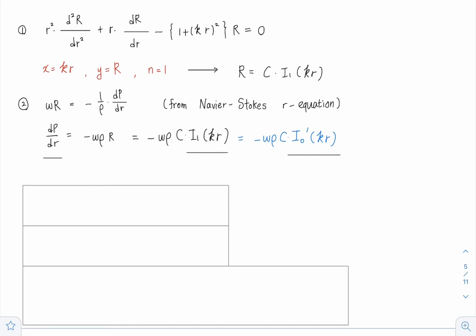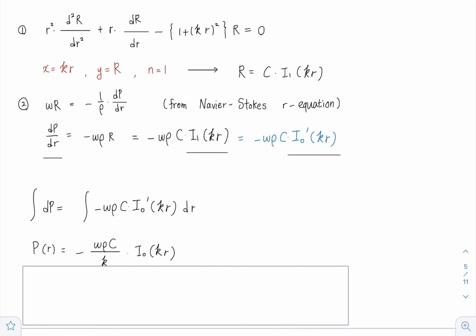What is the result we can get from this? Well, since they are both derivatives, if we multiply both sides by dr and integrate it, we get the integral of dp is minus omega rho c I0 prime kr dr. We can easily integrate this and say that p, which is a function of r, is minus omega rho c over k times I0 kr.